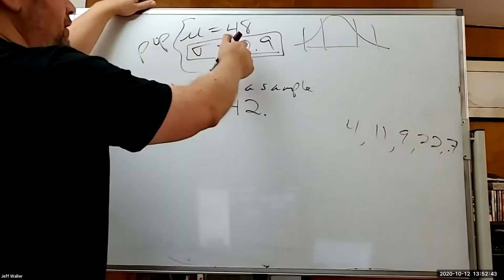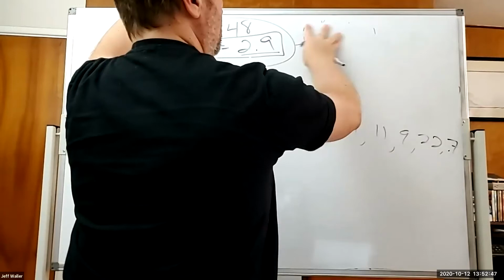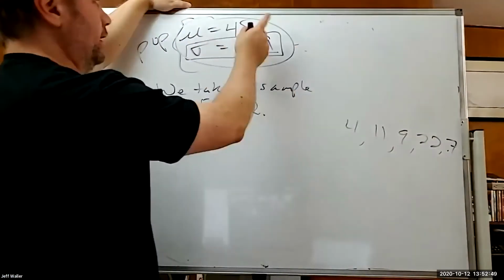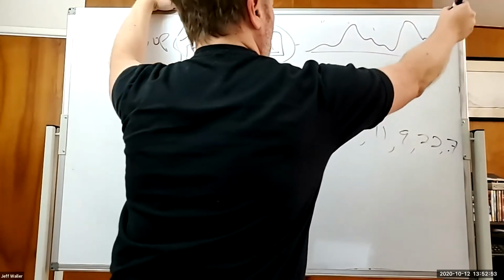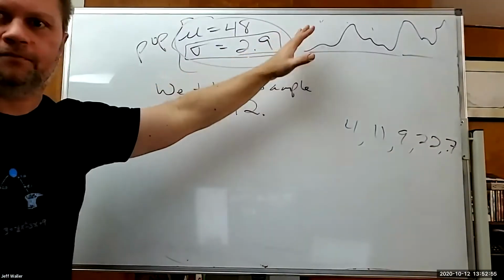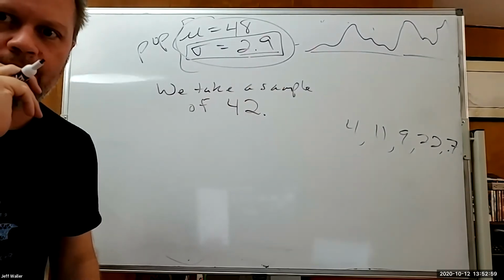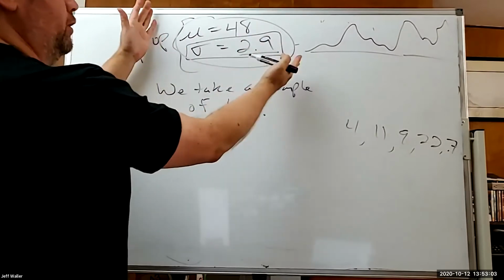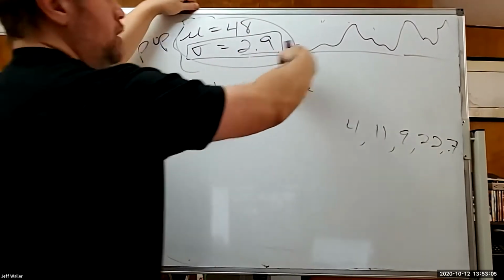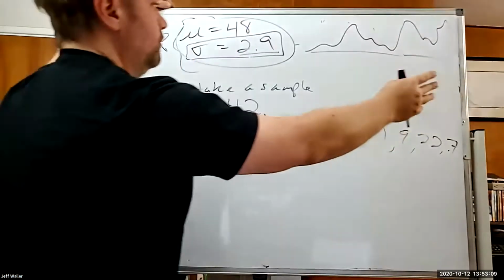So this right here could look like anything. I don't know what the data is. It could look like, that could be what it looks like. I have no idea. I don't know what this looks like. I just know what the mean is and the standard deviation. It could look like anything. It could be really freaky.